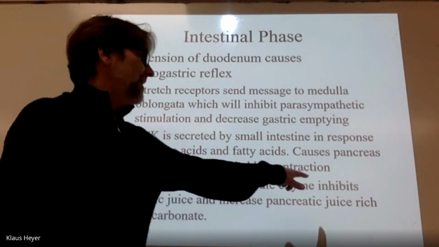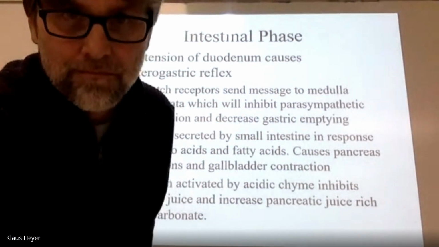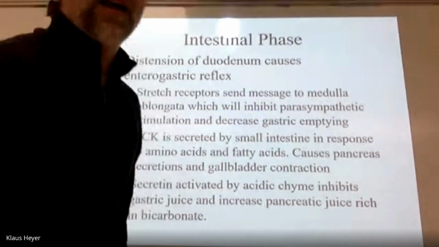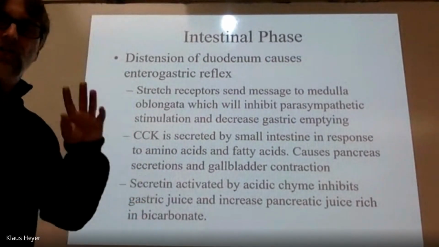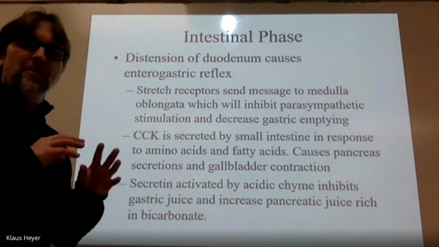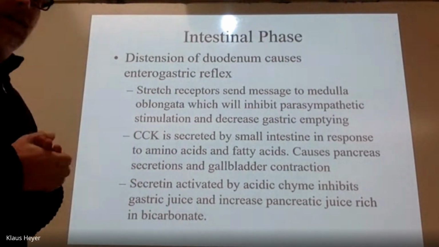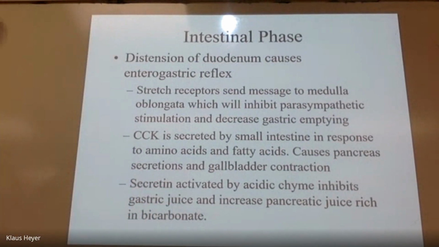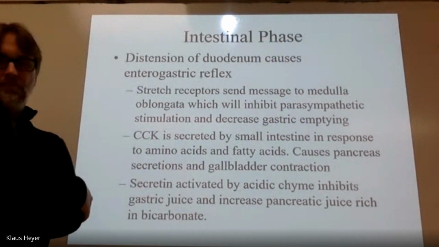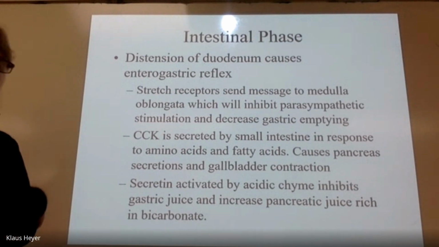So you want to inhibit gastric juice, because that has the acid in it. You want the stomach to stop secreting acid into the small intestine, and you want the pancreas to secrete bicarbonate to meet that acid, to buffer it. So you got 3 stages to the cephalic phase.